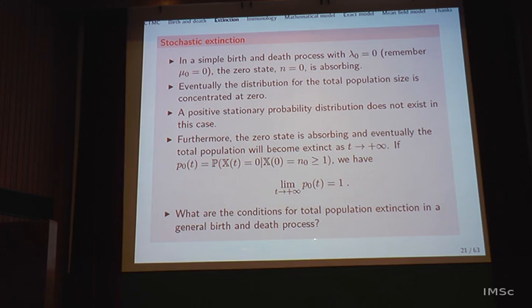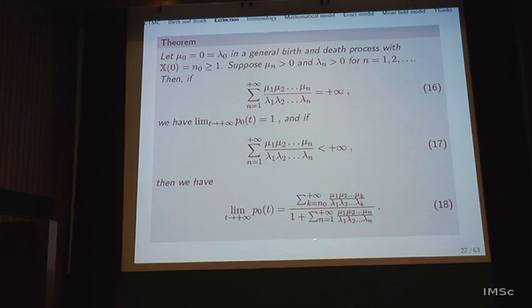So what can you actually do, when you know that that's going to be the ultimate fate of the system? The question is, how can I compute that probability, and when will it be the case that that probability, if I wait long enough, is 1? When can I say that I have, with certainty, a probability of extinction equal to 1? So what are the conditions for total population extinction in a general birth and death process? Again, it's a theorem that gives you the answer, but also in a way that you can compute things.